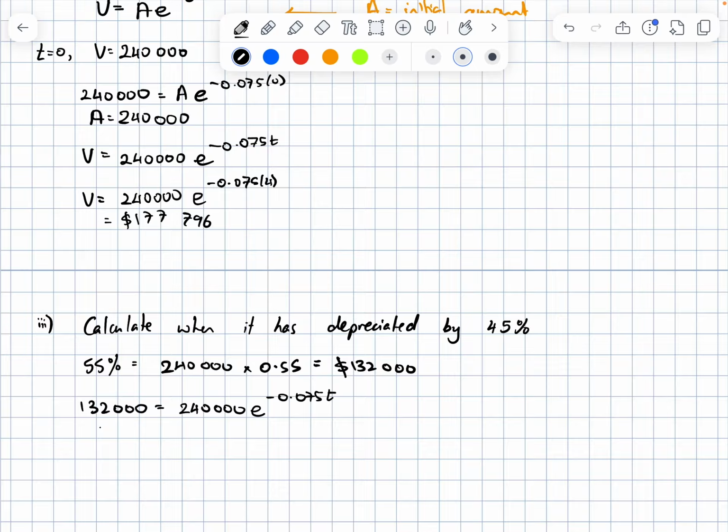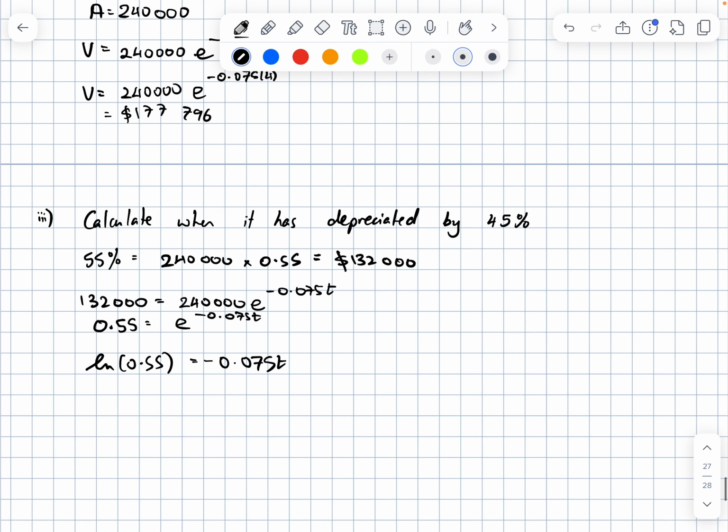Well, we're going to divide by 240,000. That gives us 0.55 equals e to the power of negative 0.075t. We are now going to ln the left-hand side. ln of 0.55 equals negative 0.075t, and then divide by negative 0.075. t will equal 7.9711, which is approximately 8 years.